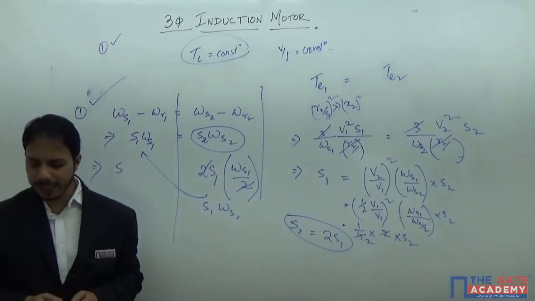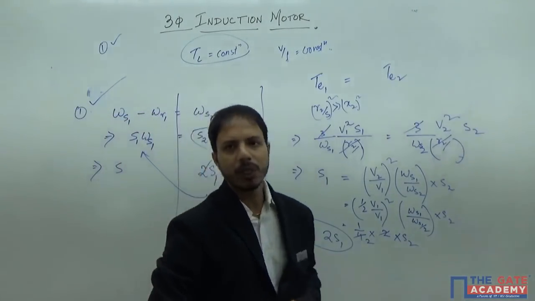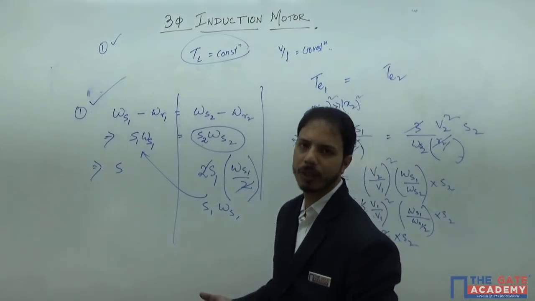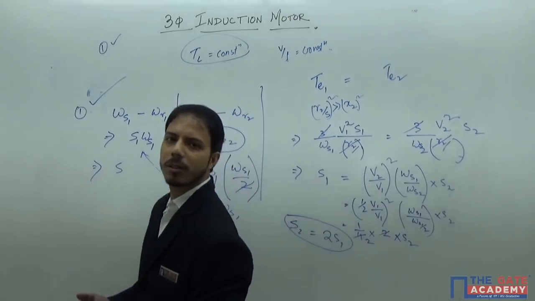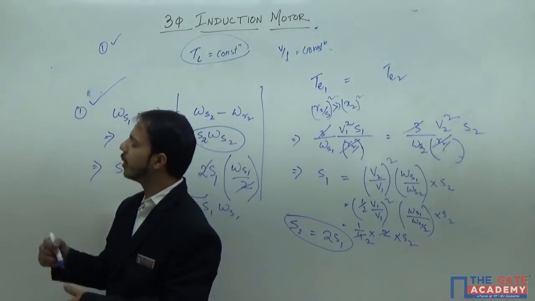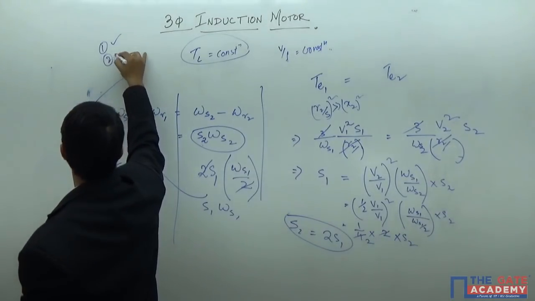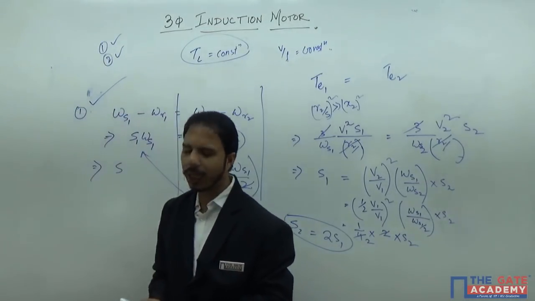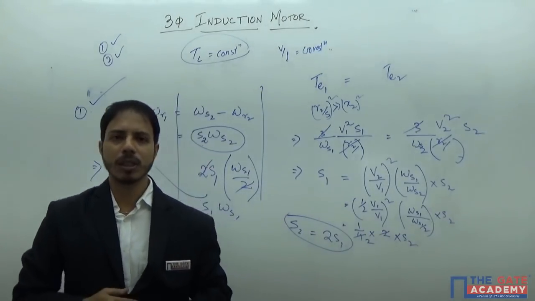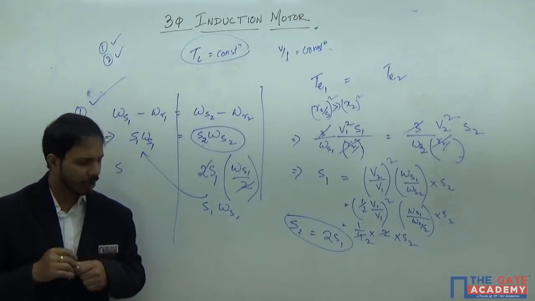They say that air gap flux remains the same. Now this we have already discussed, that flux is proportional to V by F. In both the cases, V by F is constant. So if V by F is constant, my flux will be the same. So the second is also true. Third one, the stator current remains the same. Now this we also need to find out.